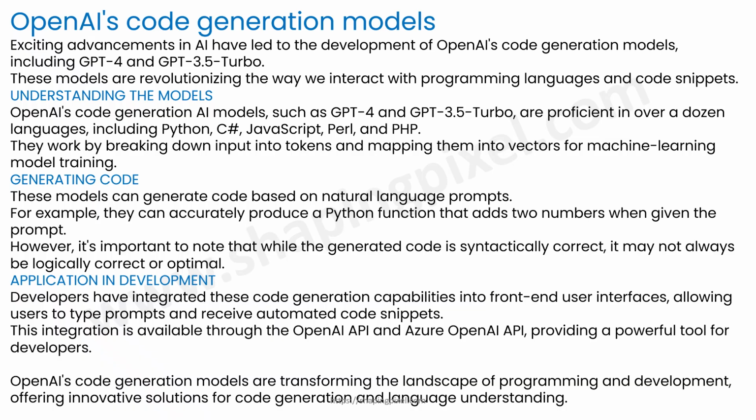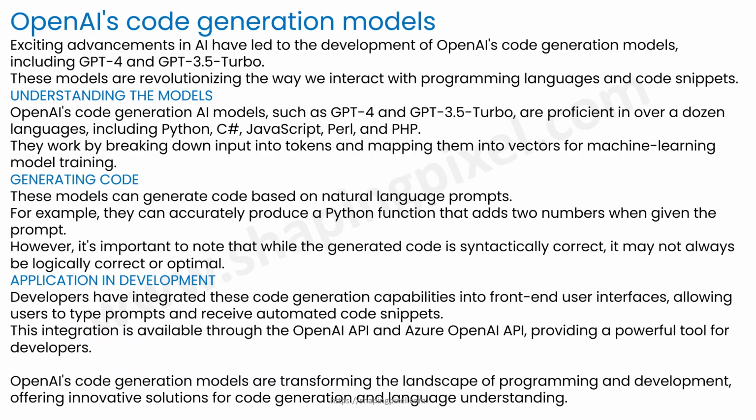They work by breaking down input into tokens and mapping them into vectors for machine learning model training. These models can generate code based on natural language prompts. For example, they can accurately produce a Python function that adds two numbers when given the prompt. However, it's important to note that while the generated code is syntactically correct, it may not always be logically correct or optimal.